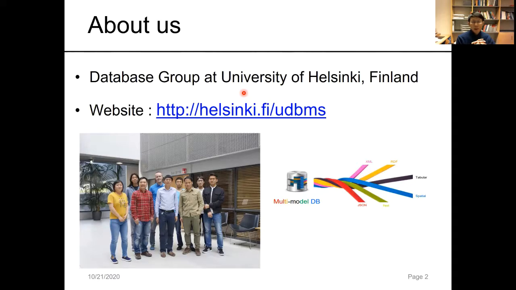Especially on multimodal databases, we develop a benchmark system for multimodal databases called UniBench, which will be introduced in this tutorial. If you are interested in our research, please access our webpage for the details.